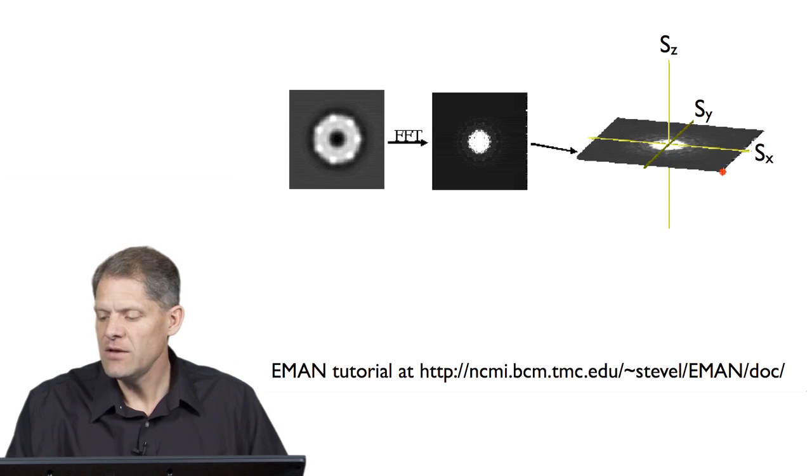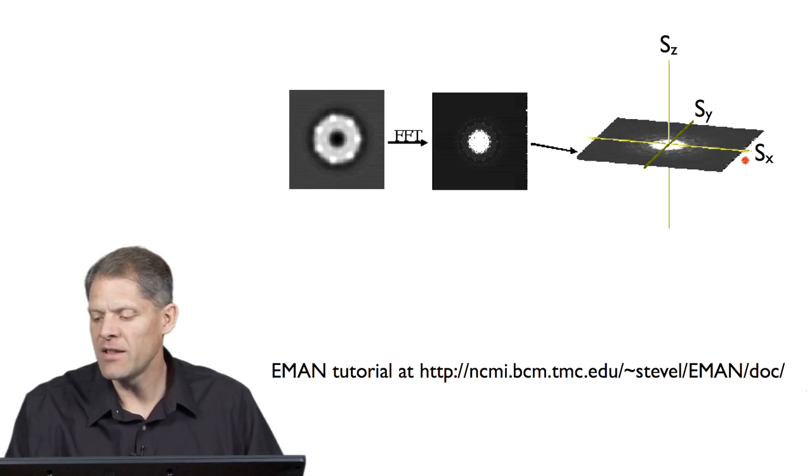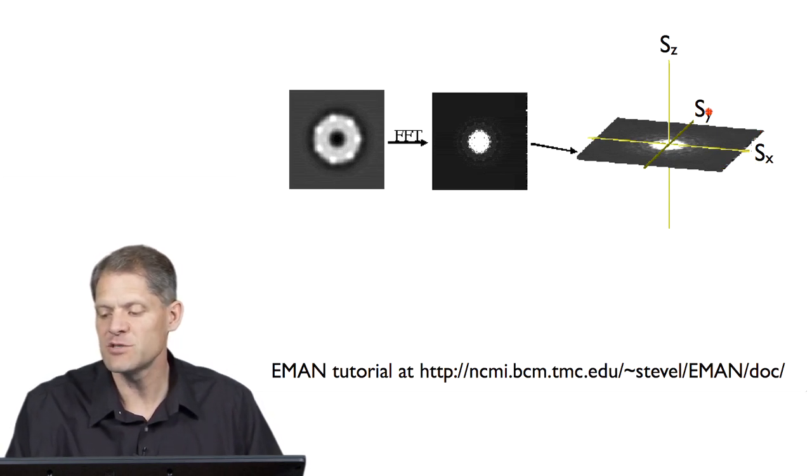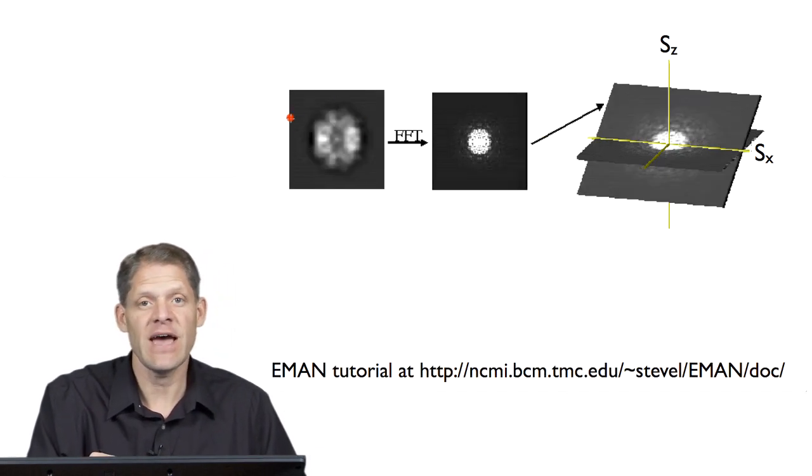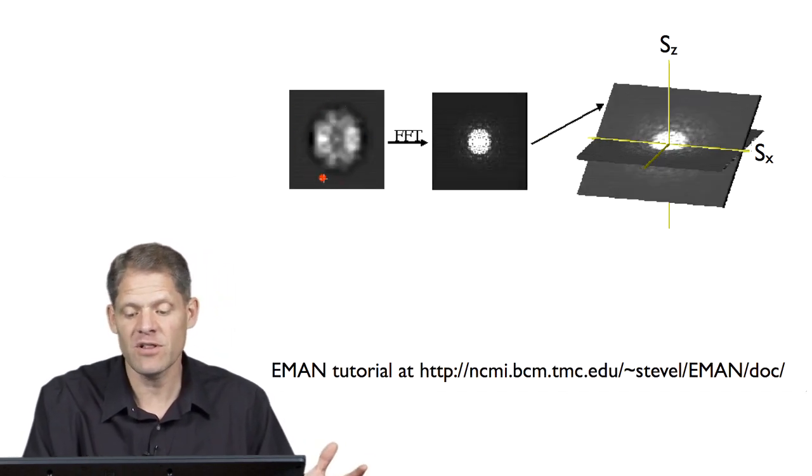So for simplicity, we just insert it, let's say, on the spatial frequency in x and spatial frequency in y, that plane in reciprocal space. Then we go to the next class average. So this is a different class average.